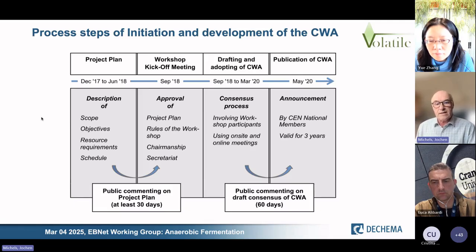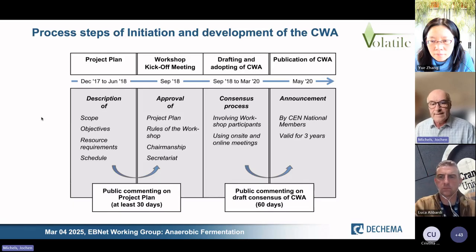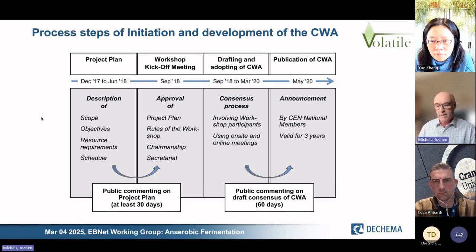And afterwards, the second public commenting phase of a draft consensus is then to the end. And after these 60 days, we had a final meeting where we discussed some of these comments to be included into the CWA.